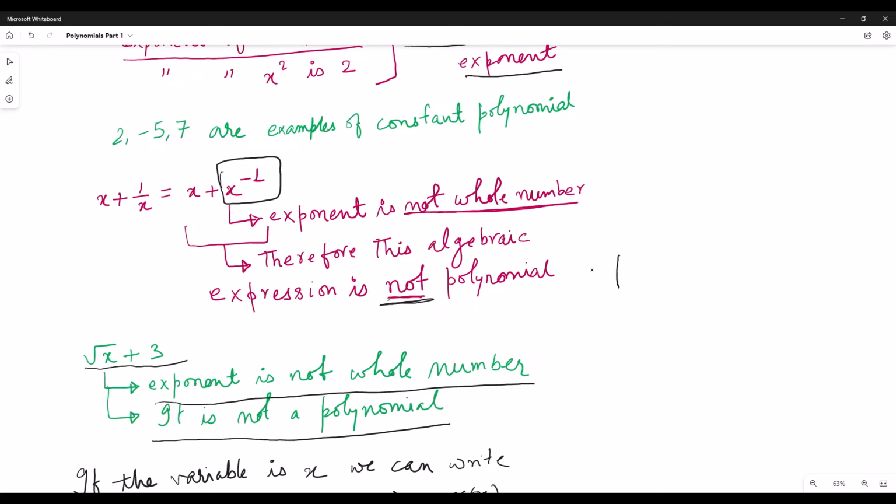Why? Because we can write 2 as 2 into x to the power 0. So here the exponent of x is a whole number. p(x) is a polynomial where the value does not change based on the value of x. But still the exponent is a whole number, so this is a polynomial. And this polynomial is called a constant polynomial.